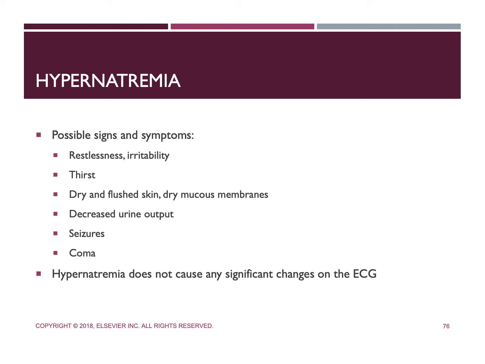So, with hypernatremia, some possible signs and symptoms that the patient may present with are going to be things like restlessness, irritability, thirst, flushed skin, dry mucous membranes, so things like the nose and the mouth, decreased urine output, seizures, and even coma. Hypernatremia does not cause any significant changes in the ECG, though. So when you're looking at a strip, you shouldn't see any significant changes caused by hypernatremia specifically.